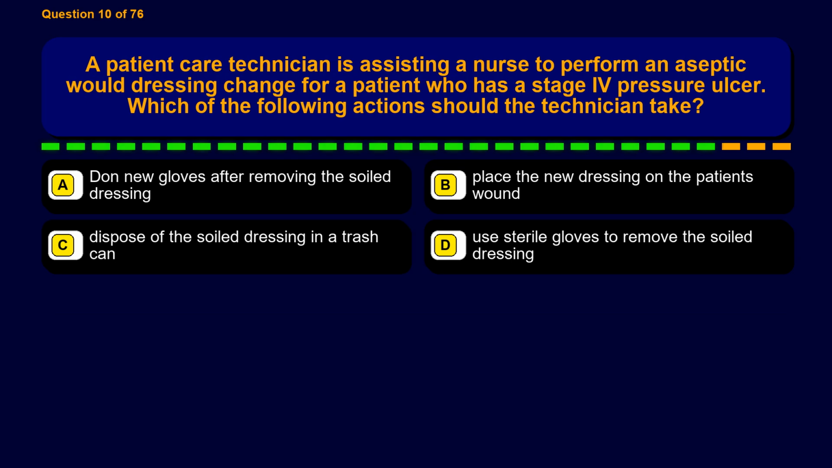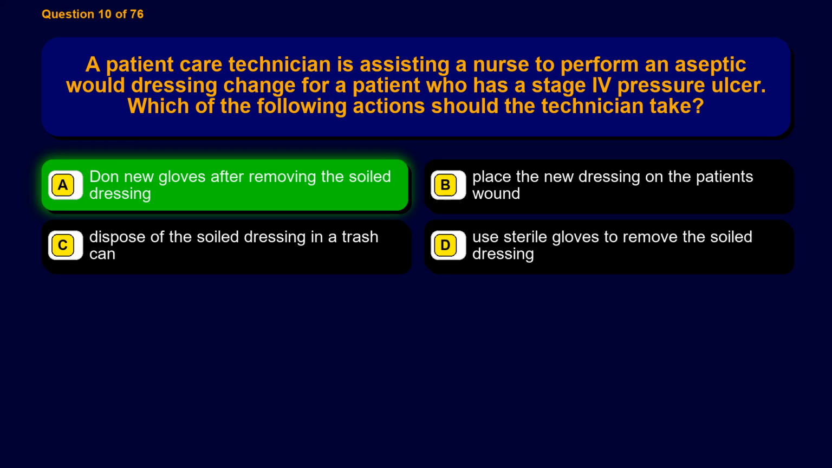Question 10. A patient care technician is assisting a nurse to perform an aseptic wound dressing change for a patient who has a stage 4 pressure ulcer. Which of the following actions should the technician take? Option A. Don new gloves after removing the soiled dressing. Option B. Place the new dressing on the patient's wound. Option C. Dispose of the soiled dressing in a trash can. Option D. Use sterile gloves to remove the soiled dressing.